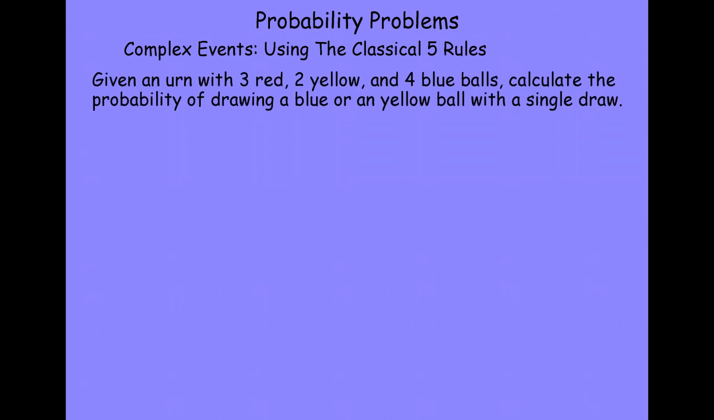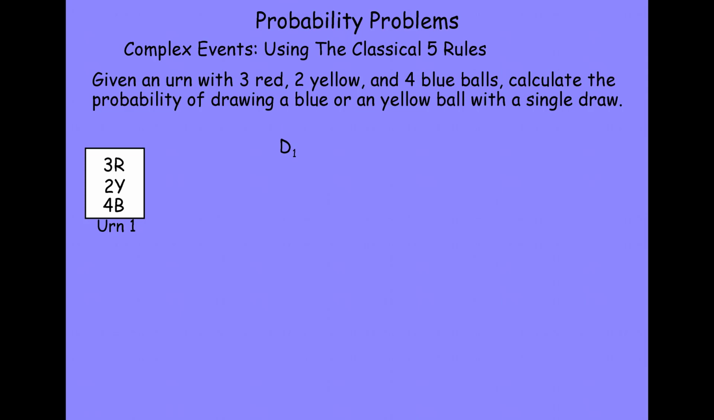So let's start with this problem. Given an urn with 3 red, 2 yellow, and 4 blue balls, calculate the probability of drawing a blue or a yellow ball on a single draw. So I just draw my urn out, put in 3 red, 2 yellow, 4 blue. That way I have that information right there next to me. Now, I'm going to have one draw.